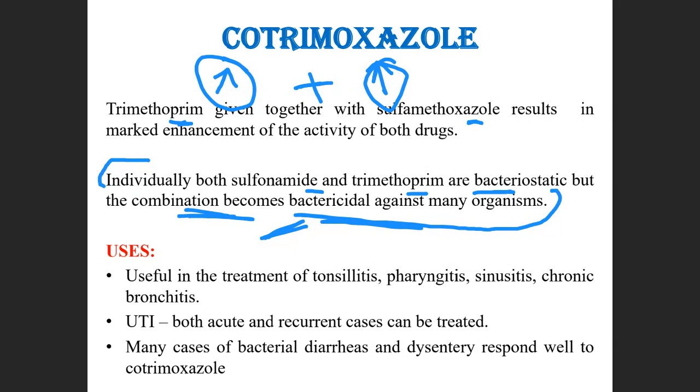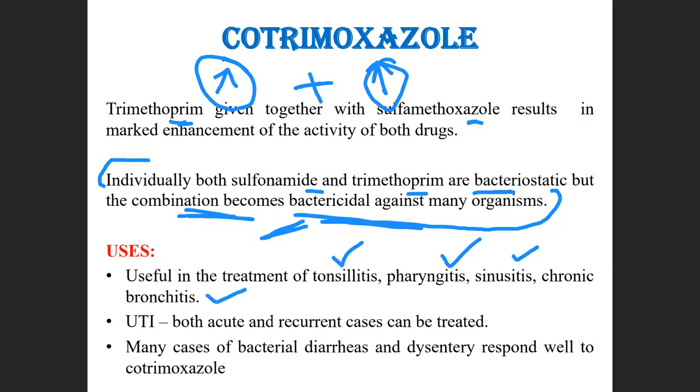Okay, strong coffee, say for example, a cup of coffee. What it will do is give a synergism effect, an increased effect. In a similar way here, these two bacteriostatic drugs increase the effect of each other and become bactericidal. And what is it useful for in treatment? It can be used in the combination treatment of tonsillitis, pharyngitis, okay, and sinusitis and chronic bronchitis.